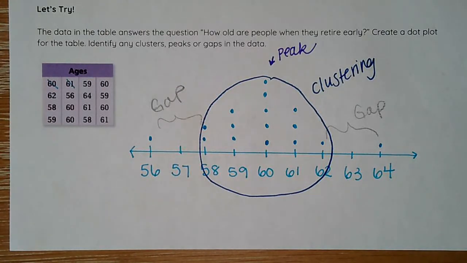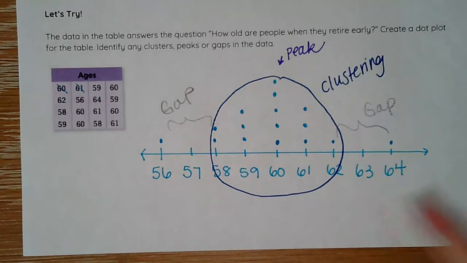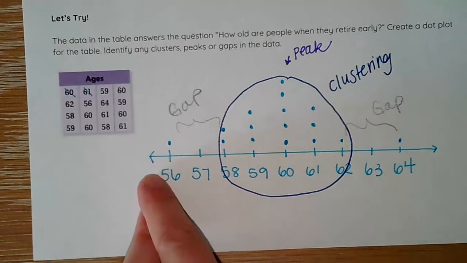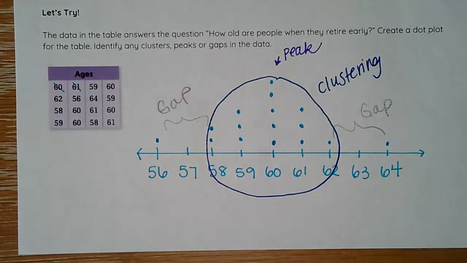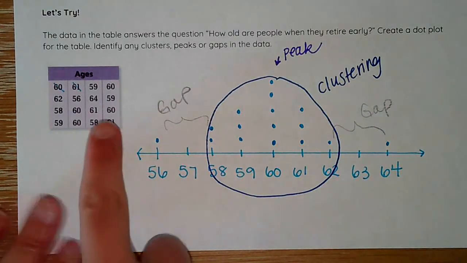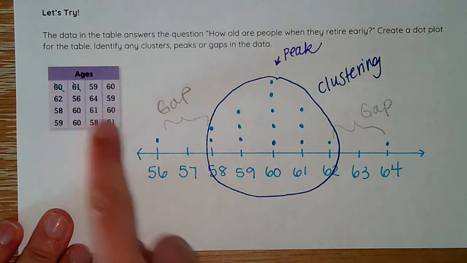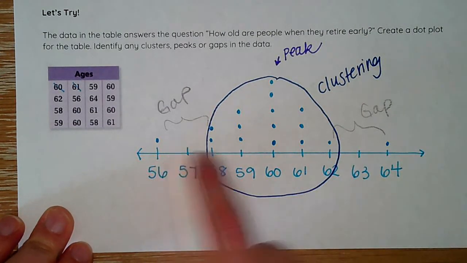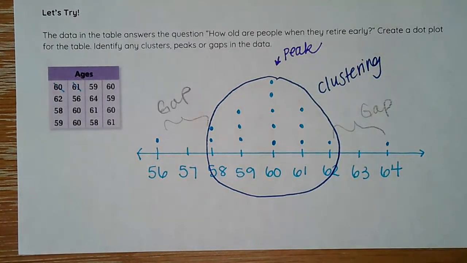So to make a dot plot, we make our number line. We go up incrementally, although those increments might vary between your dot plots. Within one dot plot, you should go up by the same number. Once we've created our dot plot, we go ahead and fill in our data, and then we start to notice things about our data, where the gaps are, where the clusters are, and where the peaks are.